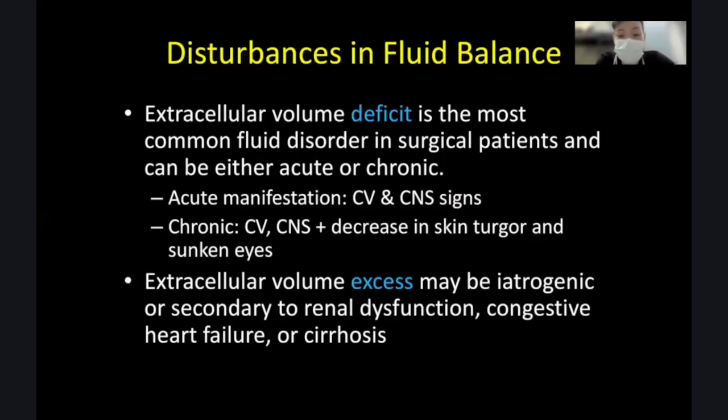Extracellular volume excess may be iatrogenic or secondary to renal dysfunction, congestive heart failure, or cirrhosis, wherein there is failure to diurese. In congestive heart failure, there is leaking of fluid to the lungs because of failure of the heart to pump the blood to the periphery.